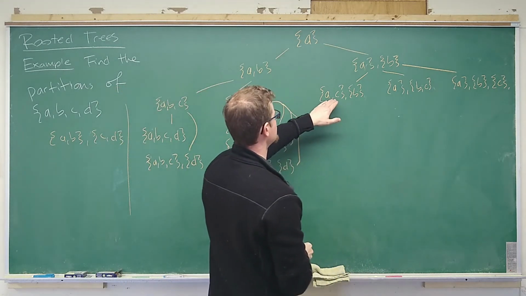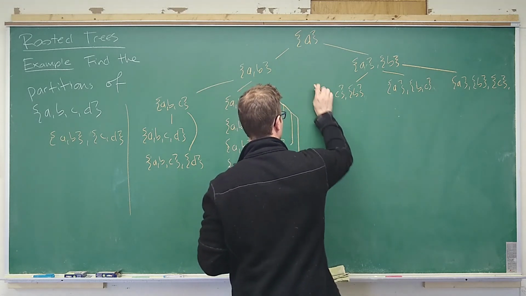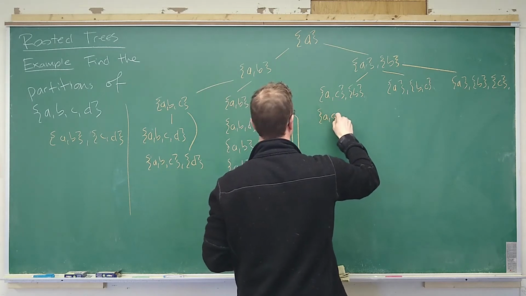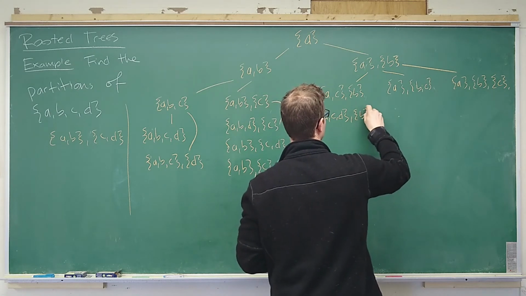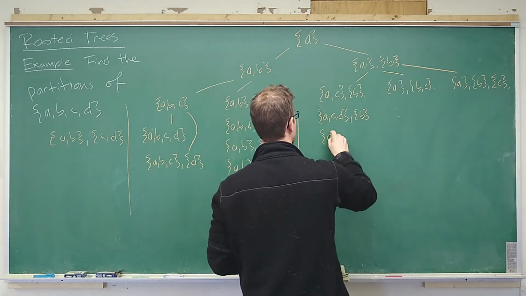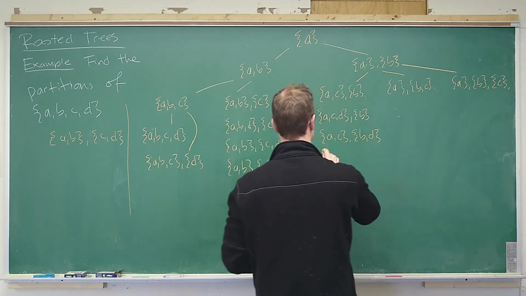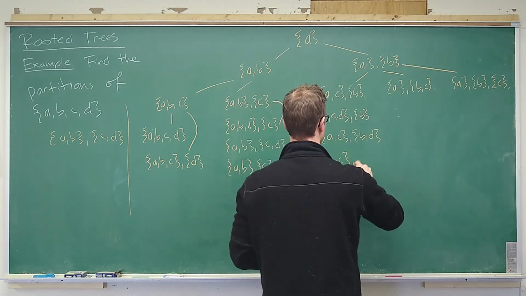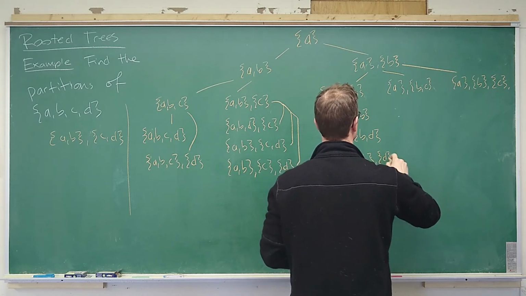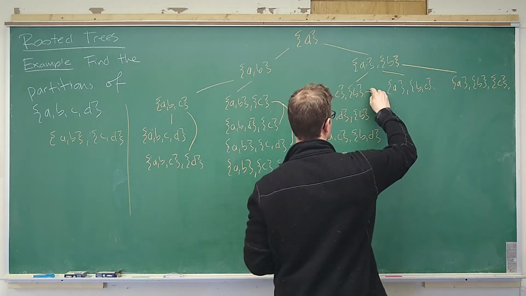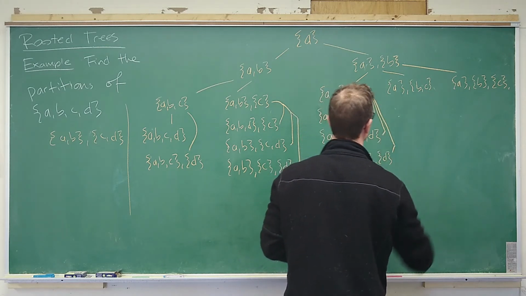And then here I can add D to this set, or outside. So I get {A, C, D} and {B}. Or I get {A, C} and {B, D}. Or I get {A, C}, {B}, and {D}. So that gives me this set, gives me this one, or that one.